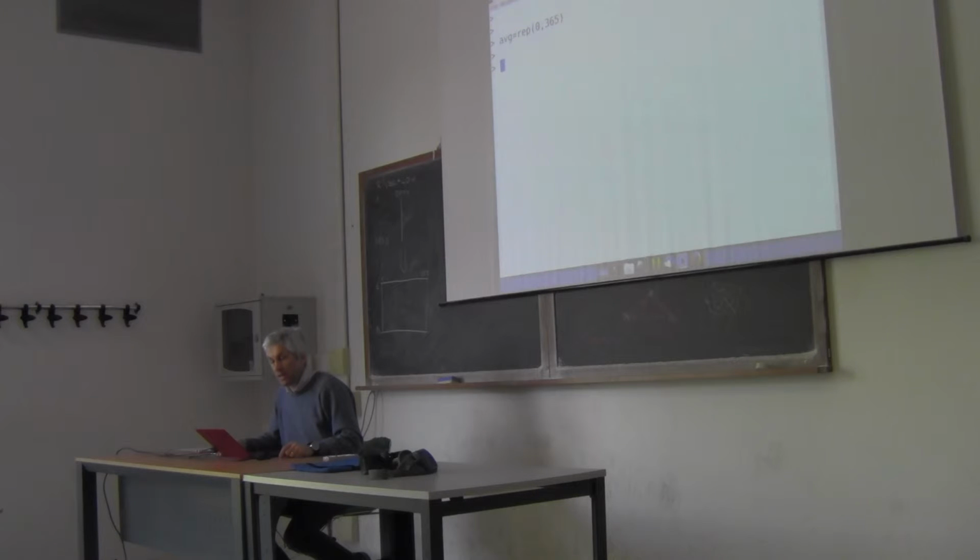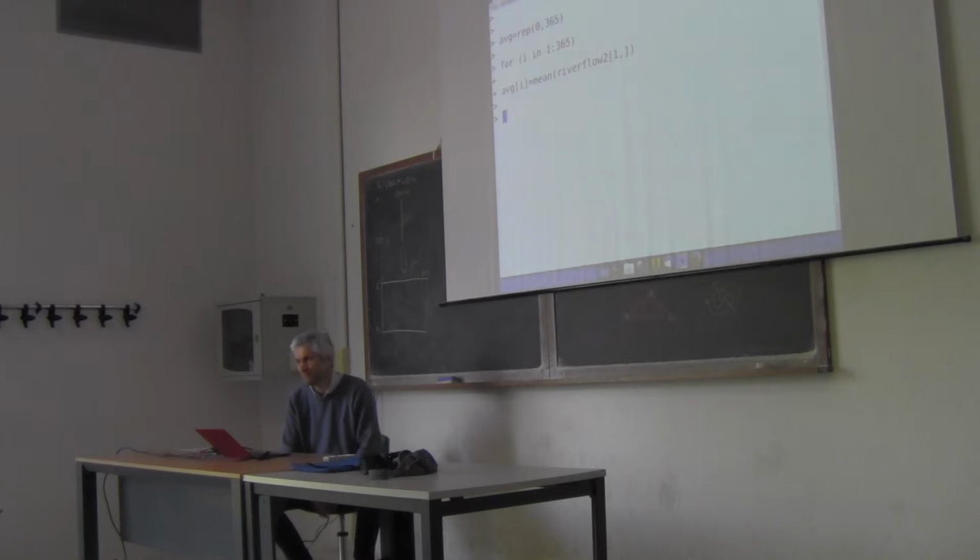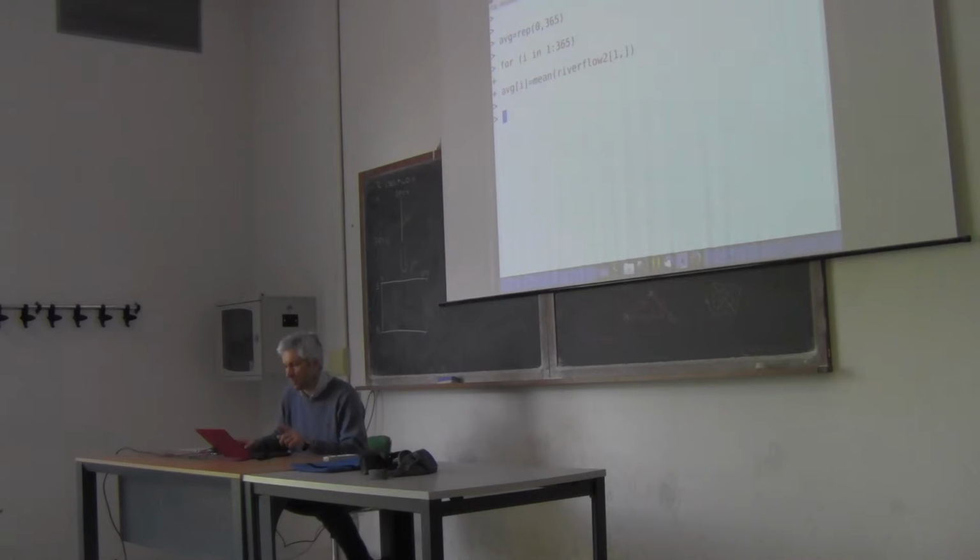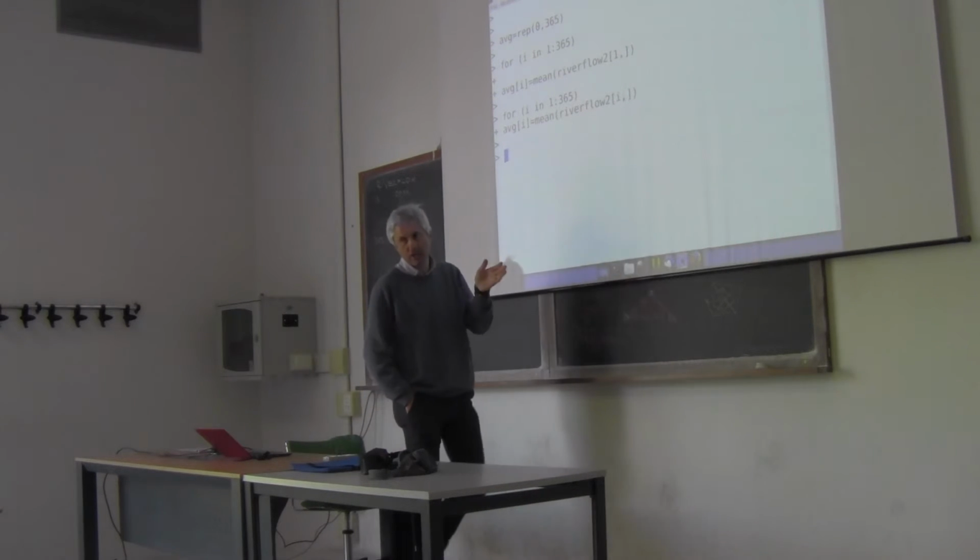And this is the instruction. Now, I can take a for cycle for I in 1 to 365. And then I could say AVG[I] is equal to mean of river flow, 1 comma. Okay, I computed my average. Oh, sorry. It was a mistake, not 1 comma, but I comma. Let me repeat it. I comma, okay? Because I'm working on first, second, third, fourth day.